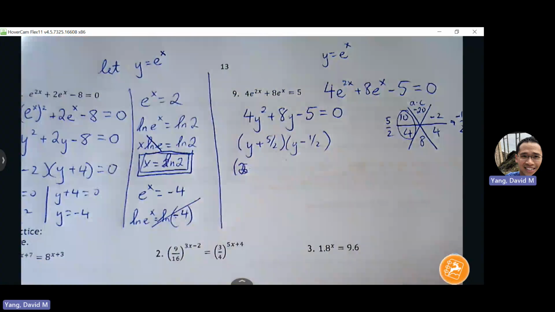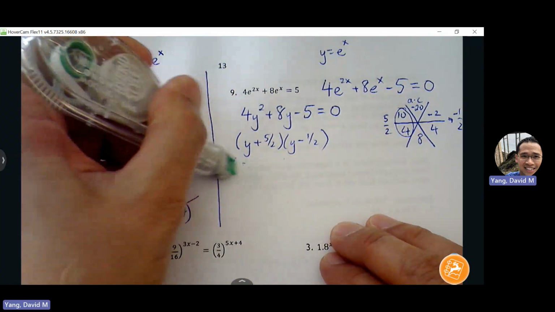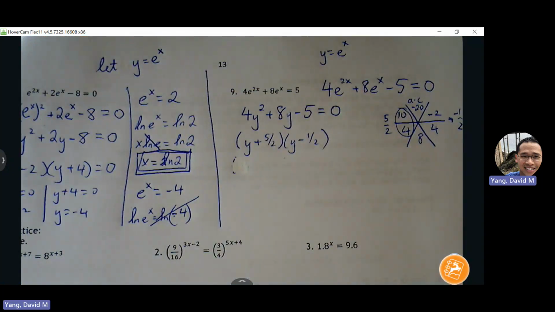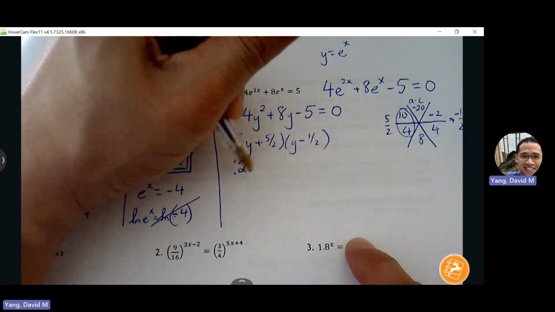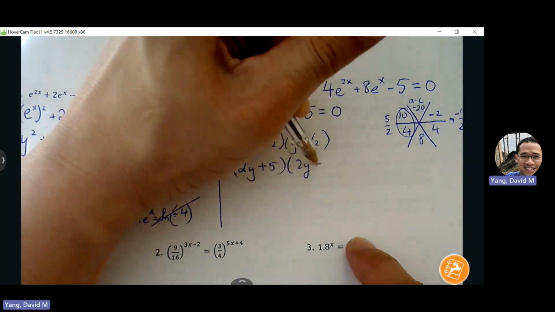We can never take the natural log of a negative. That's right, never the natural log of a negative. Okay, bring the 2 out in front. We get 2y plus 5 and 2y minus 1.